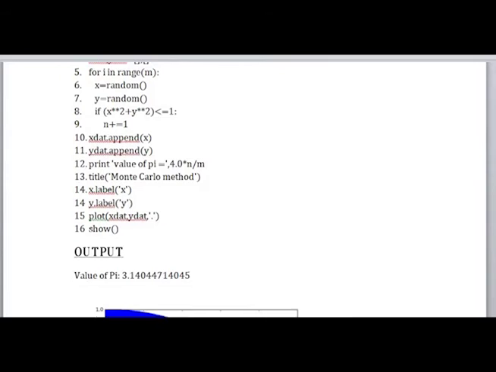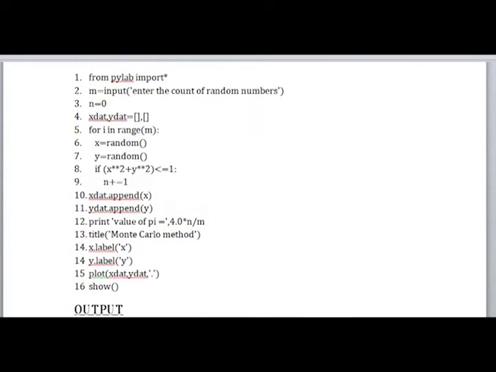The first step is we'll have to import pylab, from pylab import star, and here I'm going to change it. n is the number of count of the random numbers, or number of throws, and I'll assign m is equal to 0. x dat and y dat are lists, for the purpose of plotting, and for i is equal to 1 to n, x is equal to random, y is equal to random.